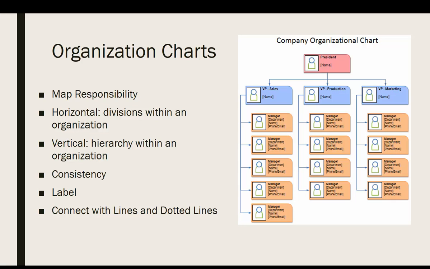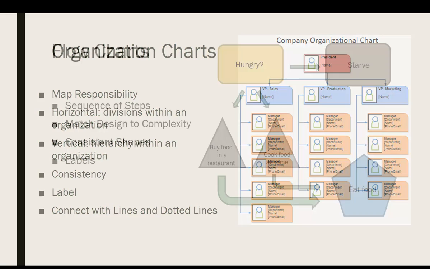Just really quickly, this is an organizational chart which just shows hierarchy. So you have lines that show relationships among the various members of an organization, and then a sense of hierarchy. There's consistency, there's labeling, and there's the connecting the dots, so with lines and dotted lines.